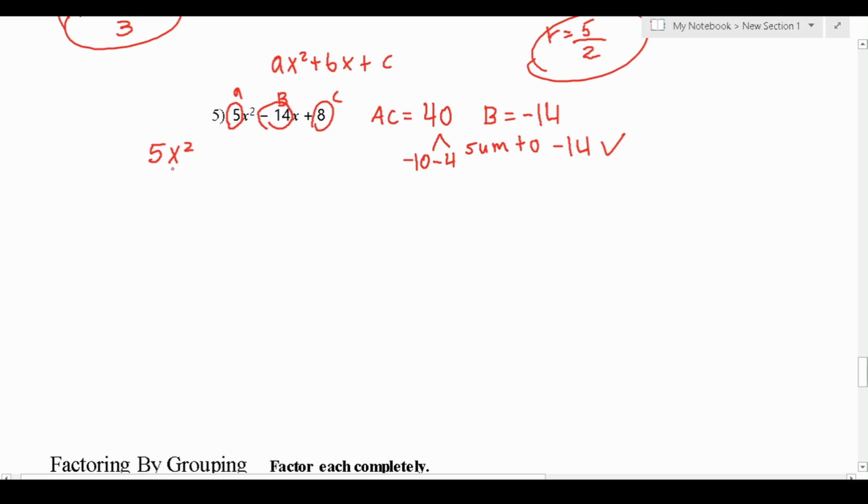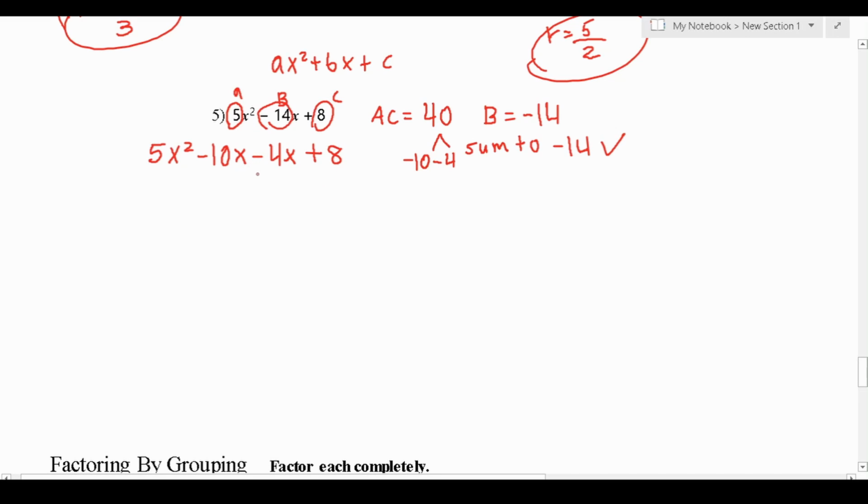And again, we want to rewrite this equation such that factoring by grouping is going to be easy in our next step. As you can see, I have a 5 here. 5 pairs well with 10. And I have an 8 here. 8 pairs well with 4. So that's the order in which I'm going to rewrite this middle term b. That is, I'm going to put negative 10x here, negative 4x next, plus 8.